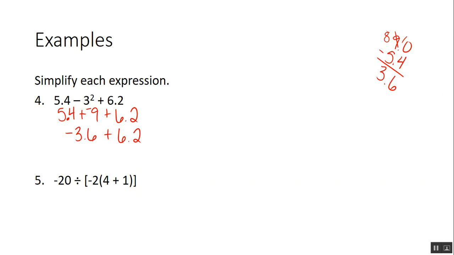Negative 3.6 plus 6.2, again opposite signs, so we need to subtract again. 6.2 minus 3.6.